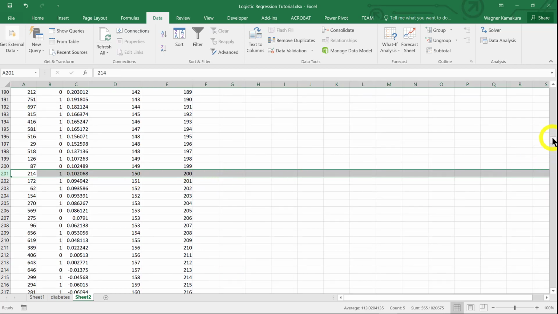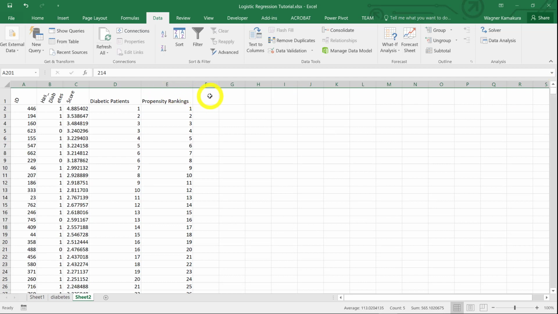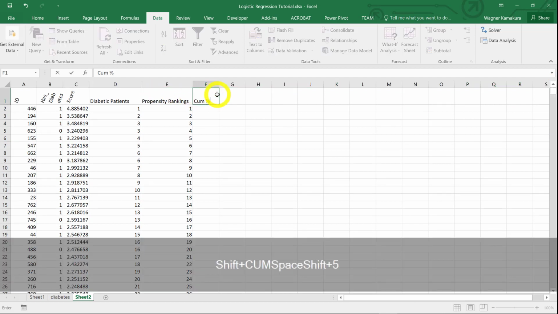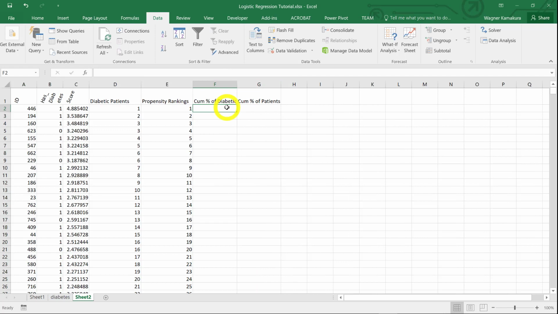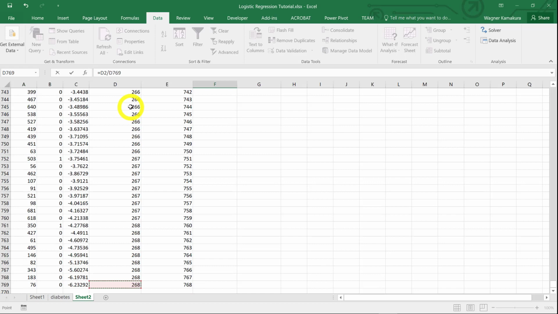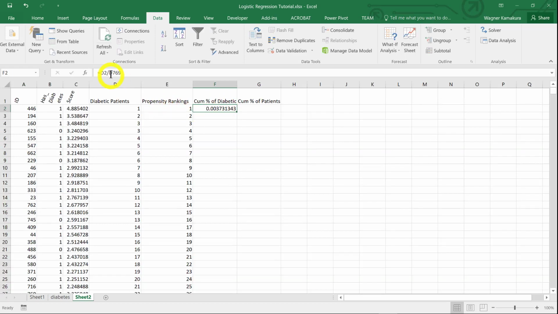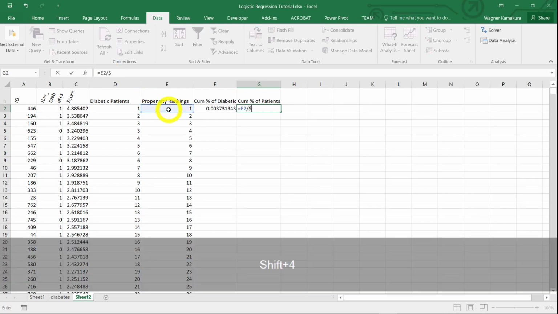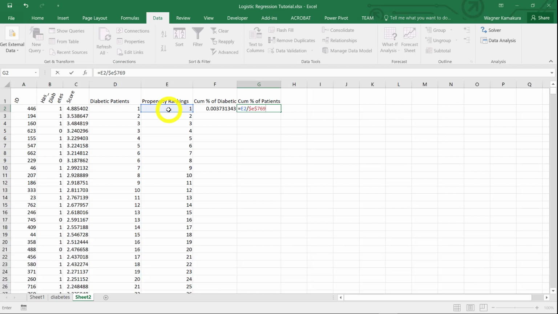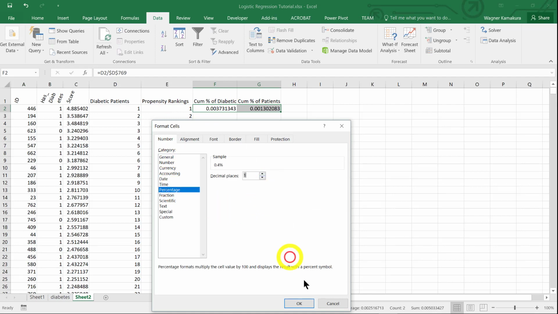So let's transform those two columns into percentages. Here is the cumulative percentage of diabetic patients, and here we have the cumulative percentage of patients. This number is going to be cell D2 over the last cell, D769. And let's make sure that we anchor. And this cell is going to be E2 over E769. And let's make them look like proportions or percentages.